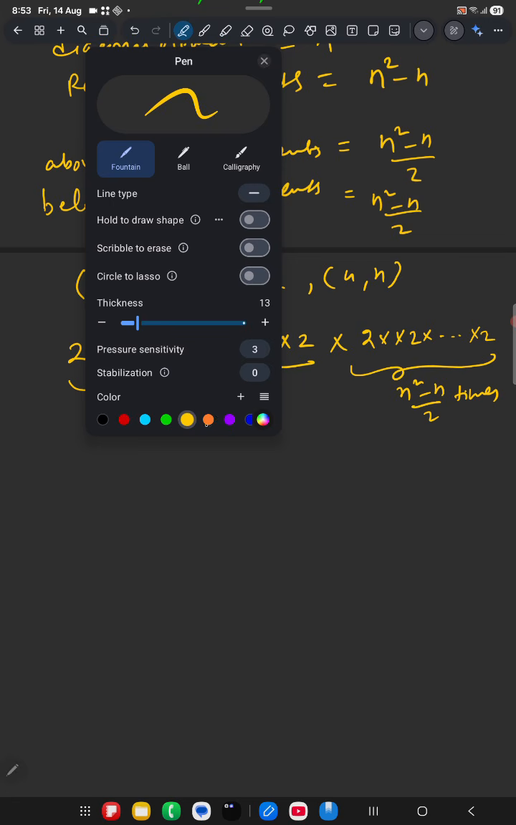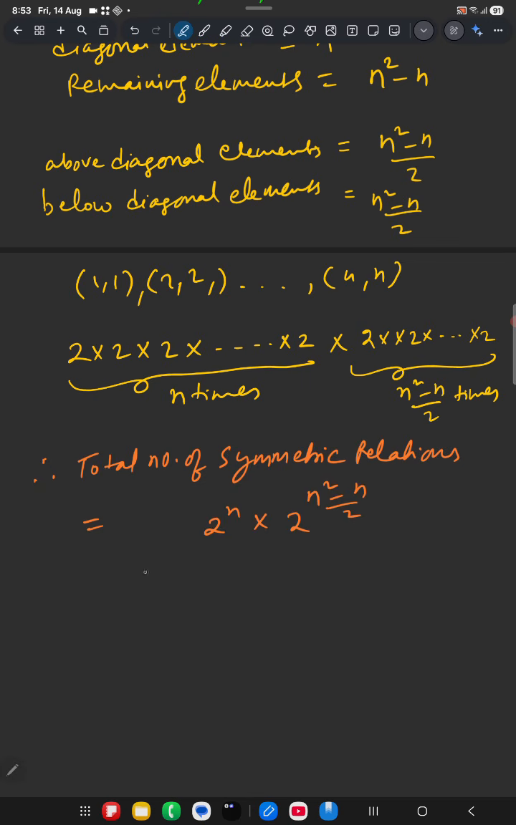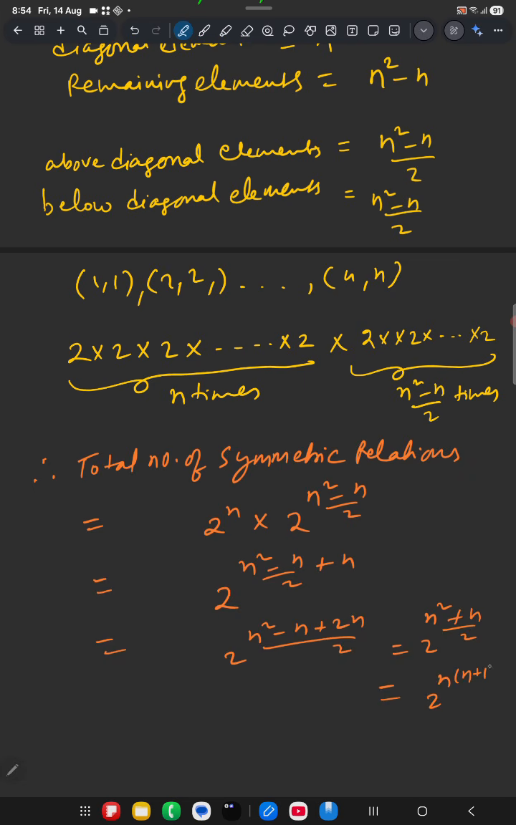Therefore, the total number of symmetric relations will be 2 raised to the power n into 2 raised to the power n square minus n by 2. When you simplify it, 2 raised to the power n square minus n by 2 plus n. So this will give you 2 raised to the power n square minus n plus 2n divided by 2, which will give you 2 raised to the power n square plus n divided by 2, and you can write n into n plus 1 by 2.